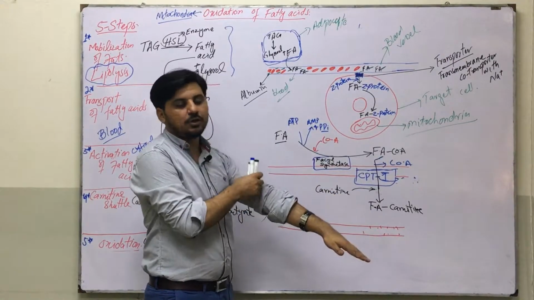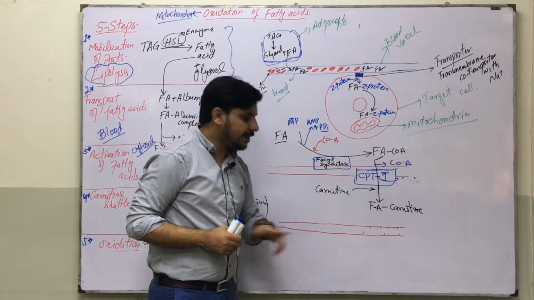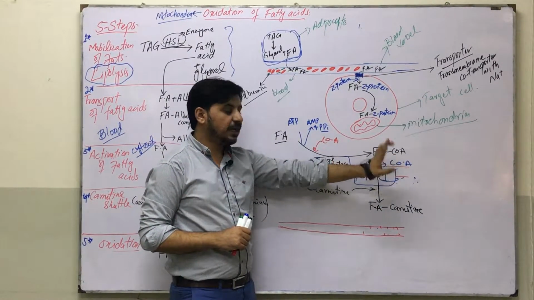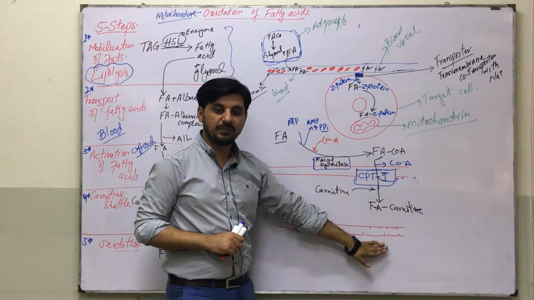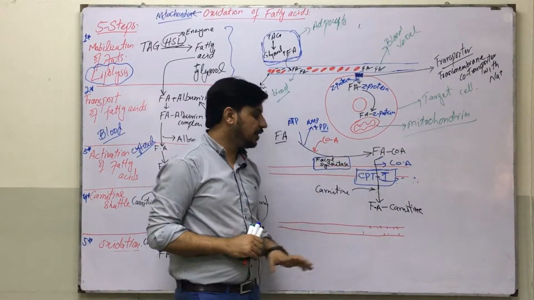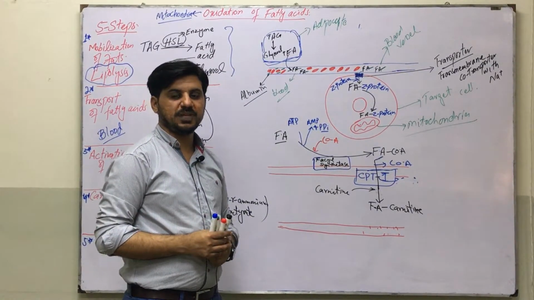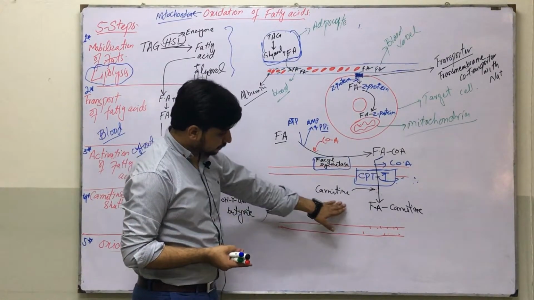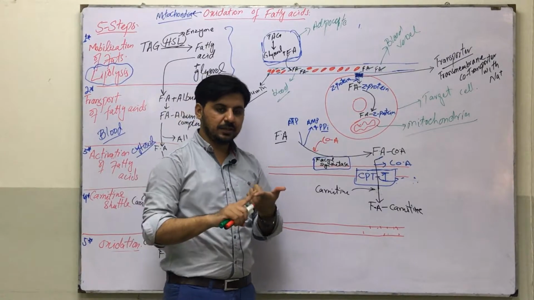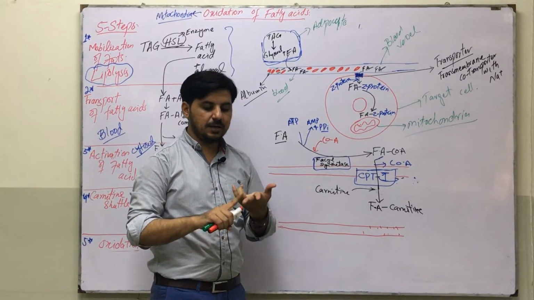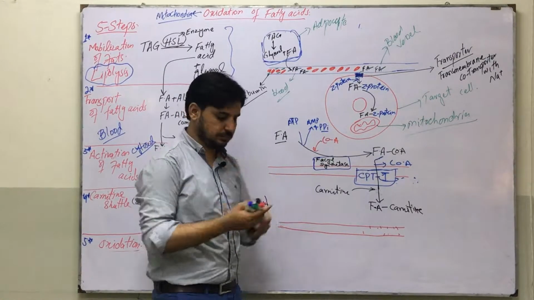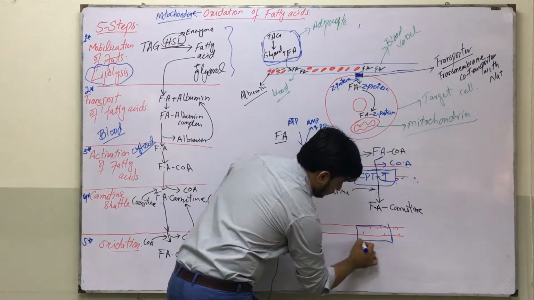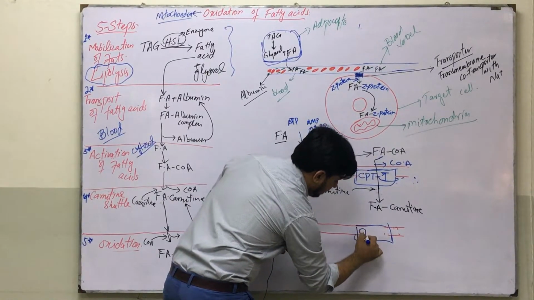Now this fatty acyl carnitine complex will go to the inner mitochondrial membrane. It has access to the inner mitochondrial membrane, but fatty acyl CoA does not have access to it. So that's why it has to be converted into the fatty acyl carnitine form. Is that clear to you? Now from here there are two enzymes. Number one is translocase and number two is CPT2. This is CPT2.